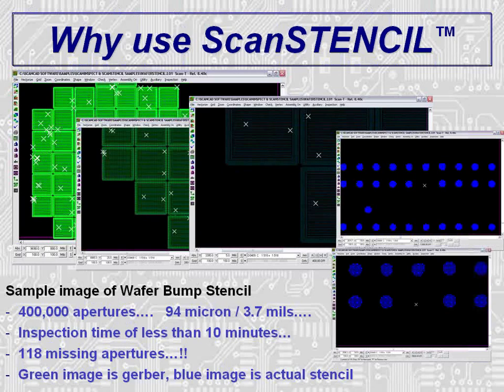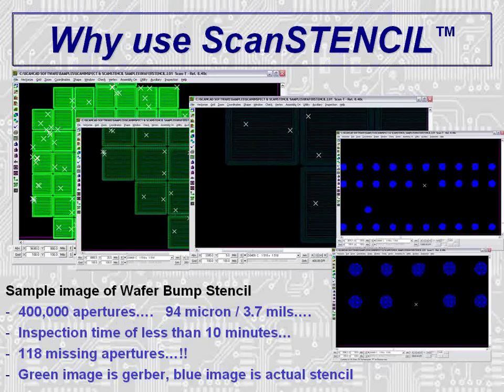Why use ScanSTENCIL? This actual stencil demonstrates the power of ScanSTENCIL. The images from upper left to lower right are progressively zoomed-in images of one of 118 errors found on a wafer bump stencil that has approximately 400,000 small apertures. The green color is the Gerber data positioned over the blue color that is the actual stencil. The error crosses show the exact location of each of the 118 missing or incorrectly sized apertures.